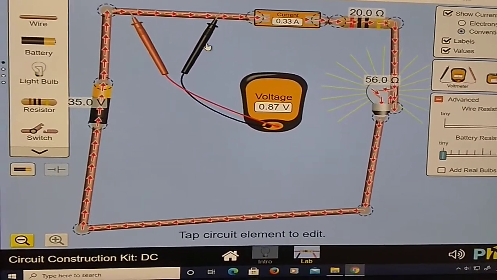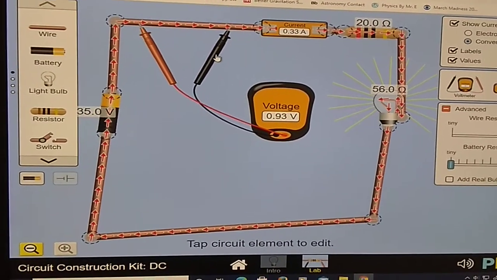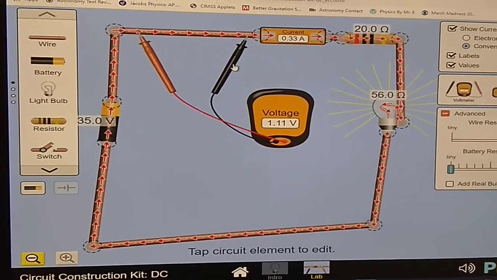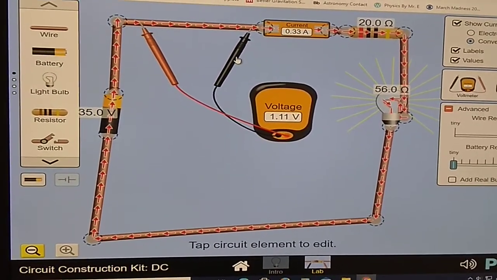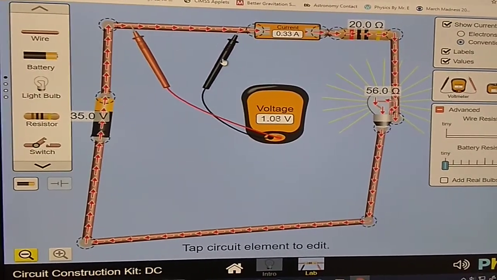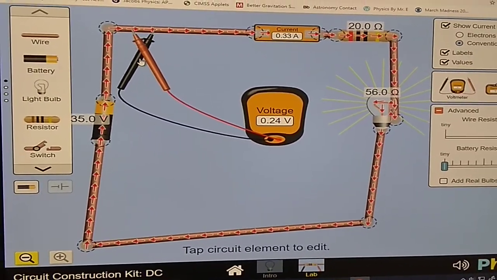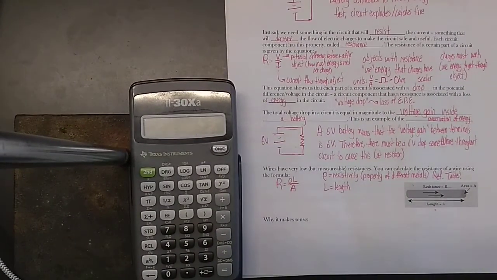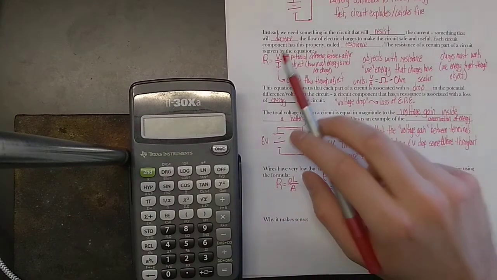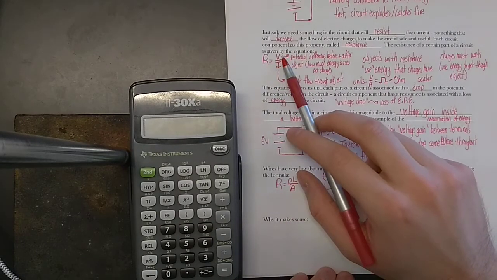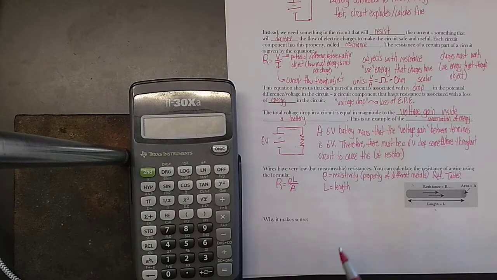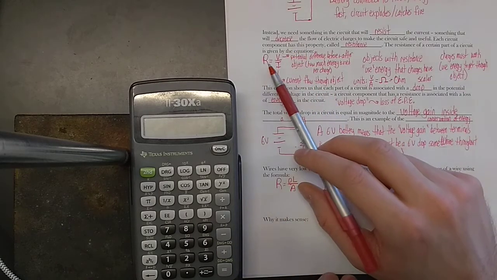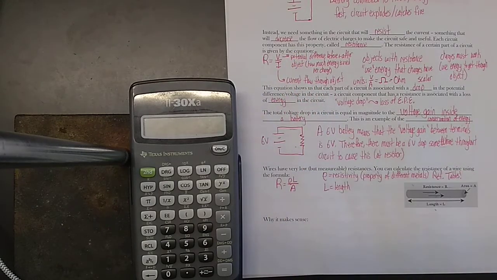And watch what happens if I increase that length. The voltage drop goes up. So the longer the wire that I'm looking at, the greater the resistance, which means the greater the voltage drop. Smaller wire, smaller resistance, smaller voltage drop. Just like we see in our notes. Okay? Big wire, big resistance. If there's a big resistance with a certain current flowing through, bigger voltage drop. And vice versa. Smaller L, smaller resistance. If it's a small resistance with a certain current flowing through, smaller voltage drop.